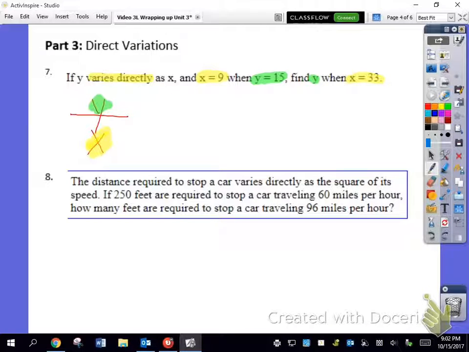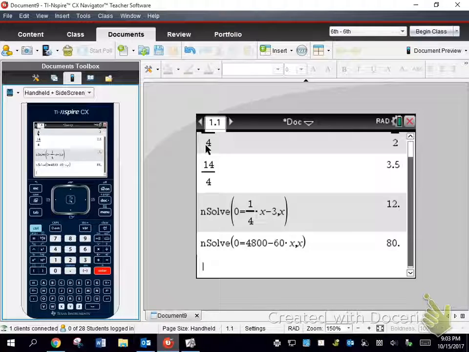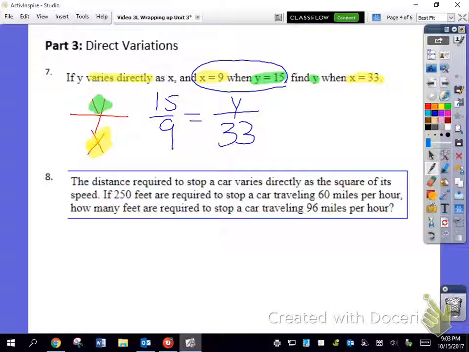And remember, the commas help you separate. So 15 over 9 equals, and then 33 goes on the bottom. You have your y. And then you can do menu 3, 1 and plug that in. Control divide, 15 over 9 equals, and then control divide, and you have y over 33. And then comma y, and then enter. So y is going to be 55.